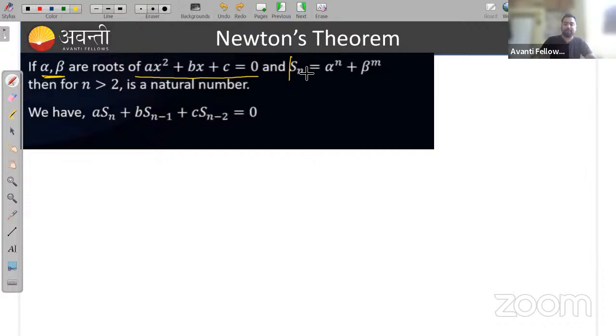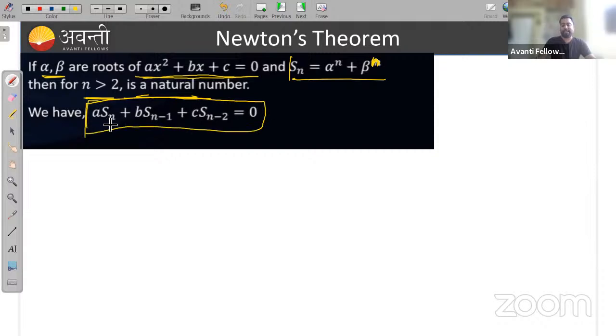Okay. So if alpha and beta are the roots of this equation, ax square plus bx plus c is equal to 0, and Sn is given as alpha to the power n plus beta to the power n. Okay, and n is basically a natural number, n is greater than 2. So this condition is true always: a into Sn plus b into Sn minus 1 plus c into Sn minus 2 is equal to 0.